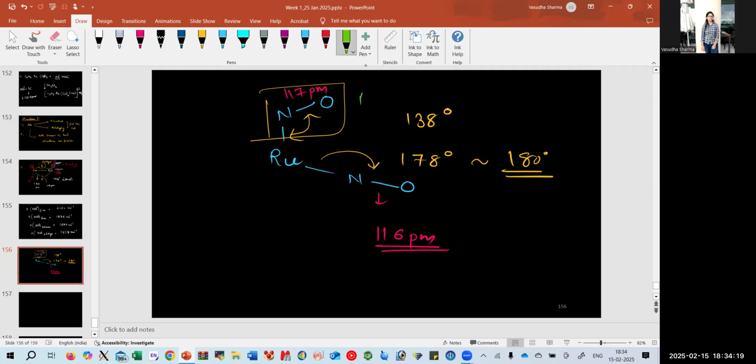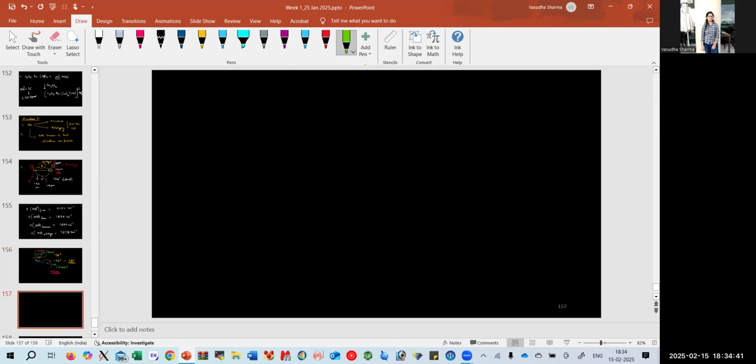So this is what we talked about. In the earlier case, we saw the bridged one and the terminal ones. Here we are looking into the linear and bent ones. Based on that, the number of electrons that they provide to the system becomes different. So here also, you have seen the angles and the distances. Now moving ahead with further properties of it.